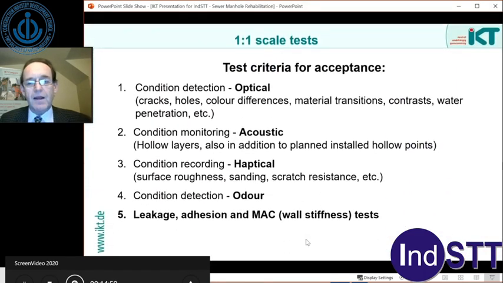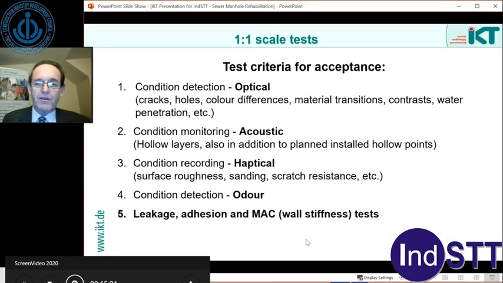Now, in terms of when we were doing these evaluations, we looked at a whole range of aspects. So we had optical condition, so cracks, holes, color differences, the types of things you could easily see. An acoustic evaluation, tapping, listening for hollows, etc. A haptical evaluation, which was looking really at surface roughness, sanding, and scratch resistance of the material.